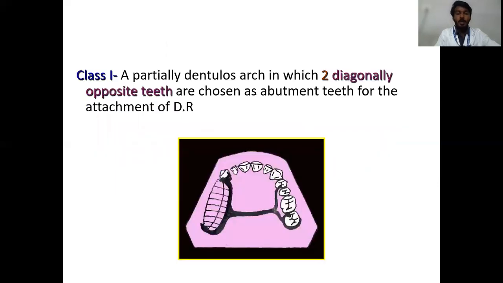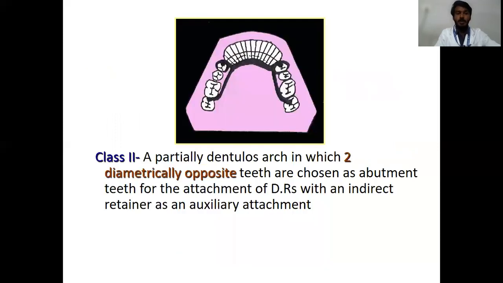So, according to him, the class 1 situation is a partially edentulous arch in which two diagonally opposite teeth are chosen as abutment teeth for the attachment of direct retainers. Here, DR is the abbreviation for direct retainer. You can see it from the figure. Then comes class 2. In the class 2 situation, a partially edentulous arch in which two diametrically opposite teeth are chosen as abutment teeth for the attachment of direct retainers with an indirect retainer as an auxiliary attachment. So you can see the indirect retainers in the anterior region.